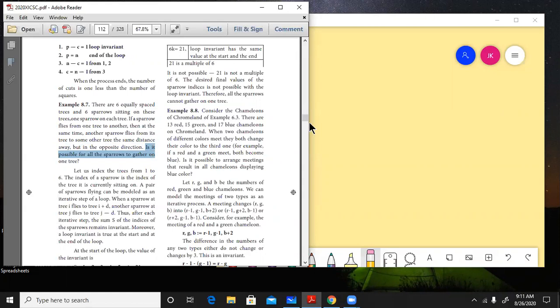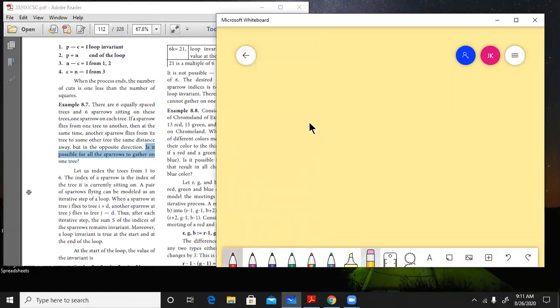I'll explain this problem now. So now you have one, two, three, four, five, six trees, and each sparrow is numbered: sparrow one, sparrow two, like that. Very simple. I don't want to go with the textbook explanation. I'll come back to the textbook explanation later, as a layperson.